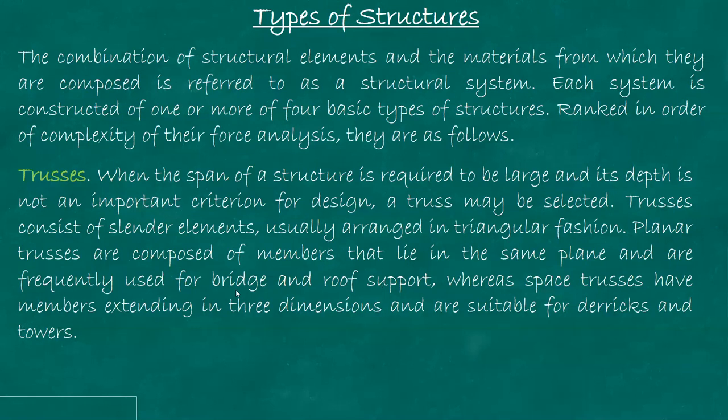Planar trusses are composed of members that lie in the same plane and are frequently used for bridge and roof support. Whereas space trusses have members extending in three dimensions and are suitable for derricks and towers.